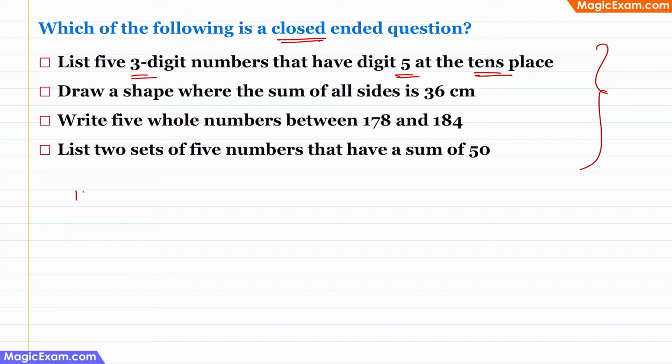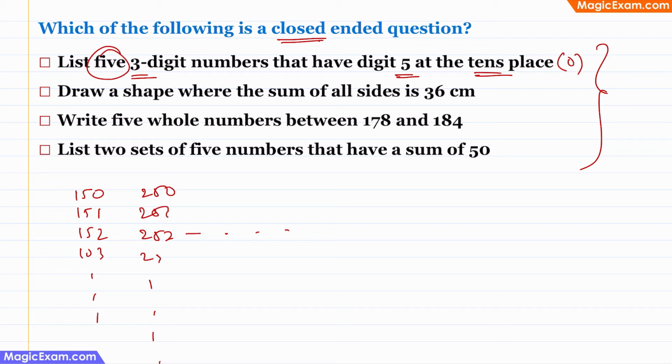So it can be 150, 151, 152, 153. You can continue this, or it can be 250, 251, 252, 253. You can continue this series as well. So if you have to list just 5 3-digit numbers, here you can see that we have a lot of correct answers. Therefore, this is an open-ended question because there can be any 5 that you can choose from this and they will be correct because they all have digit 5 in the tens place. So this is open-ended. Next, draw a shape where the sum of all the sides is 36 centimeter.